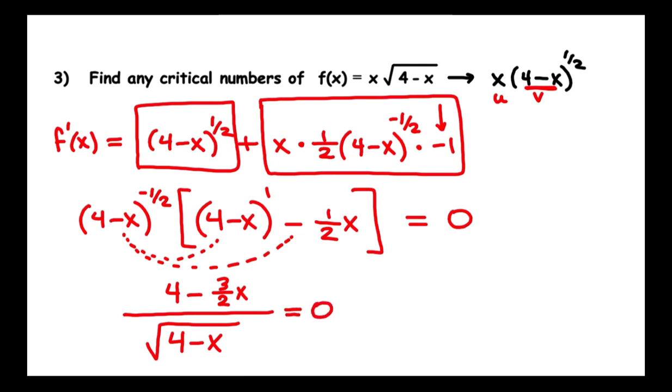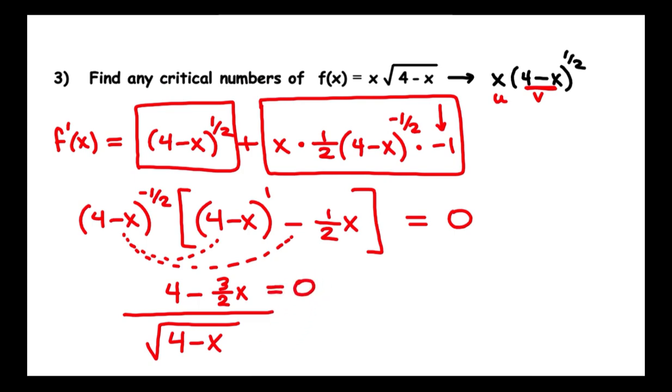Actually, since it's a fraction, remember, critical numbers can happen when the derivative is equal to 0, or whenever the derivative is undefined. So once you have a fraction, what you can do is just set the numerator equal to 0. That'll tell you when the derivative is 0. And then once you get done with that, set the denominator equal to 0. That'll tell you where the function's undefined. Those will be critical numbers.